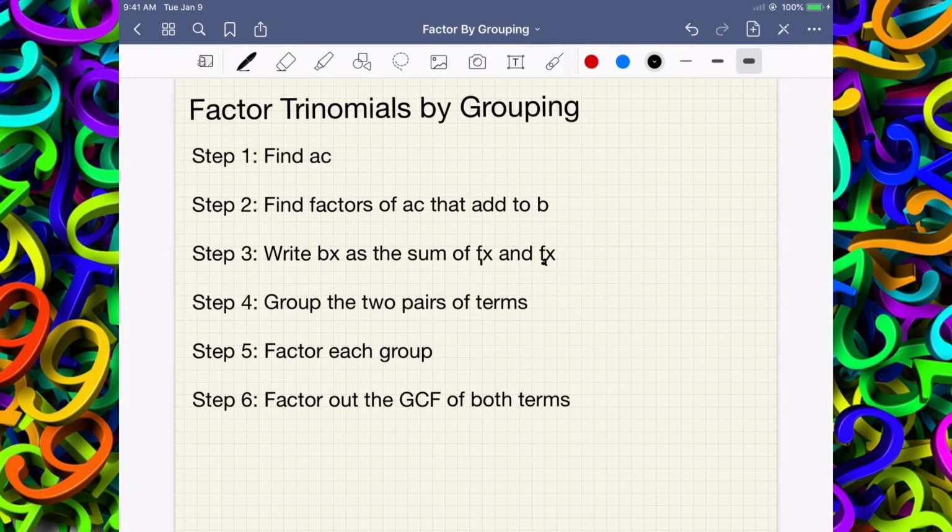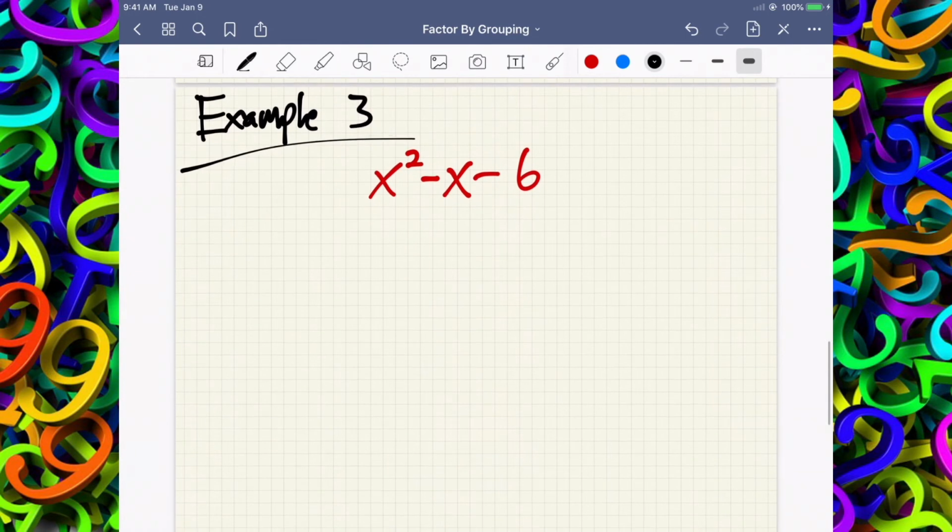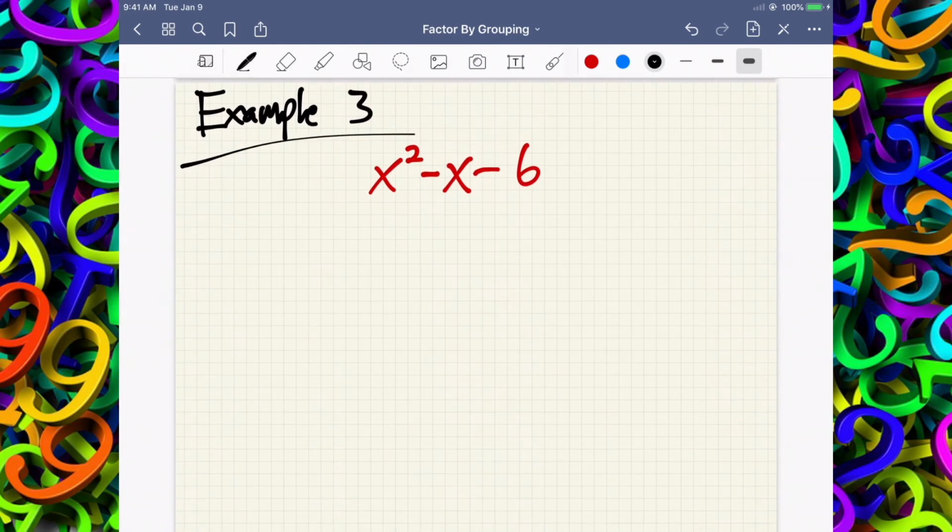In step 4, we grouped the two pairs of terms on the left and the right. Then we factored a GCF from each group. We noticed that then they had themselves a greatest common factor. So in step 6, we factor out that GCF from both terms. So now let's take a look at just a couple more examples doing those 6 steps.